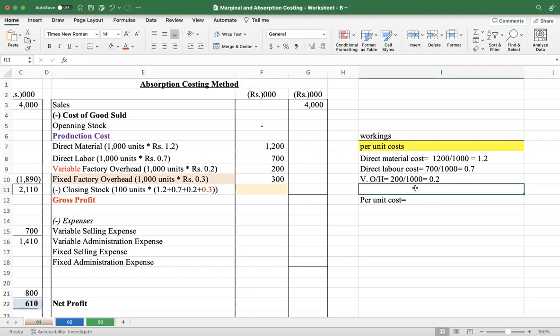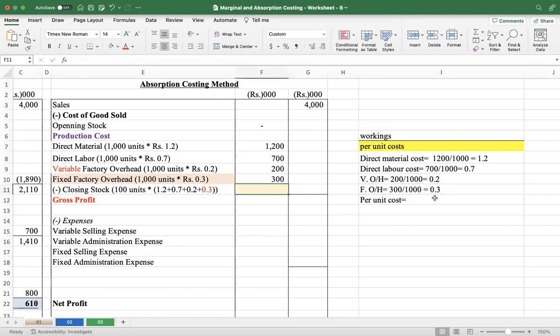Right, now we have fixed overheads. Remember, these workings are very important. Show these workings in your paper because when you show the workings, even though the final answer is incorrect, we can mark and give marks to your workings if you have done those correctly. Okay, now we have fixed overheads 300. Number of units produced 1000. That will give you 0.3.